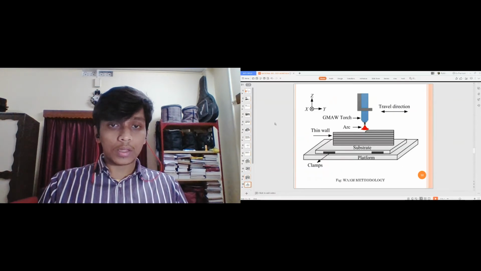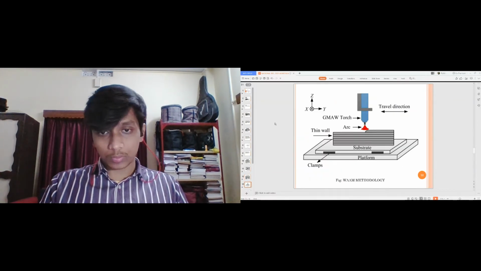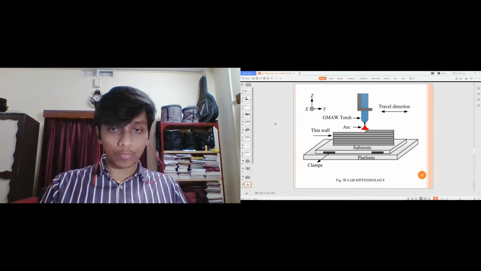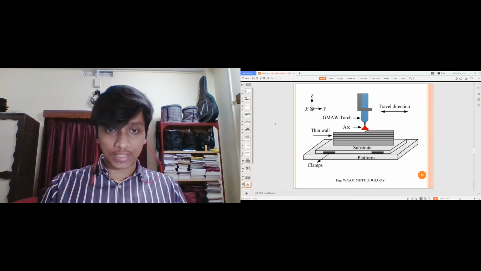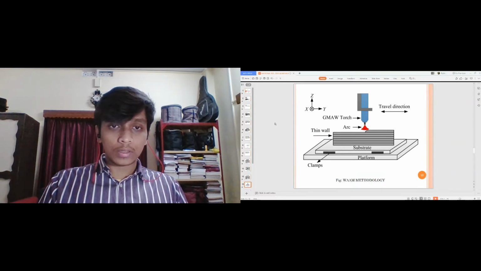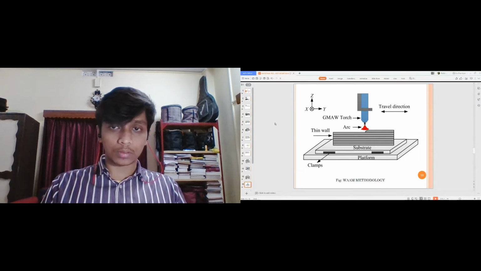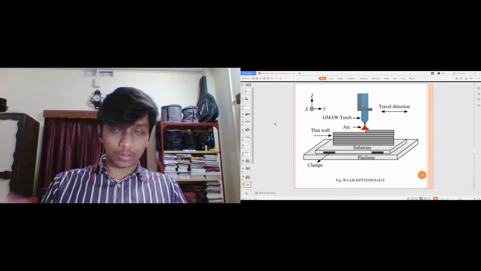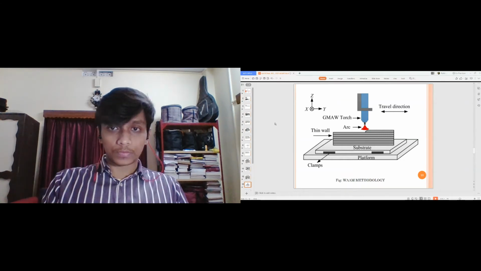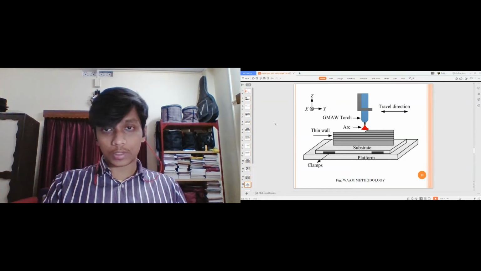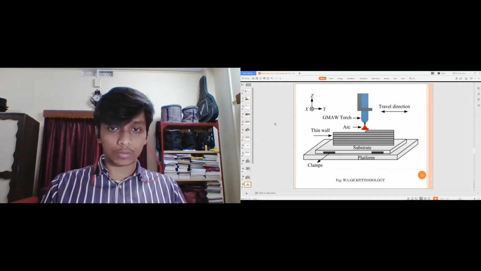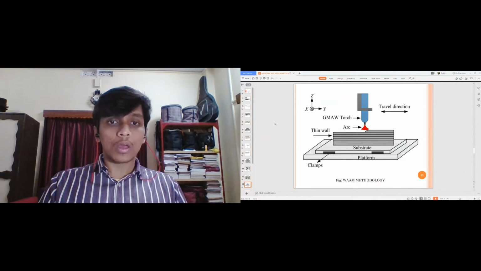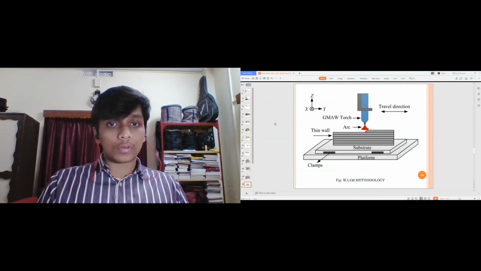So this is the methodology, and this is the diagram of the methodology. We have the platform, above which is located the substrate. It is connected to the platform by means of clamps, and that is a thin wall, and that is the GMAW torch. The travel direction is along the x-axis, if we consider the plane of the paper or the plane of the screen. The GMAW torch provides the arc for the whole welding process.